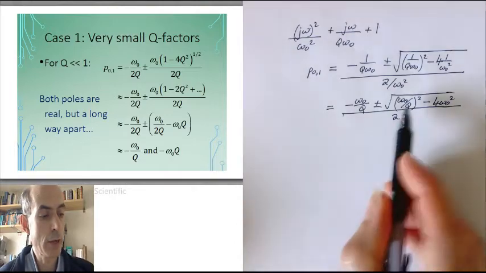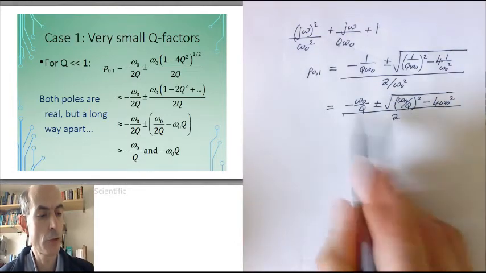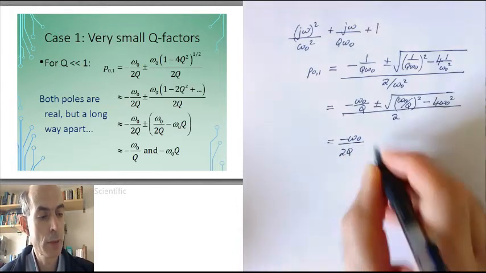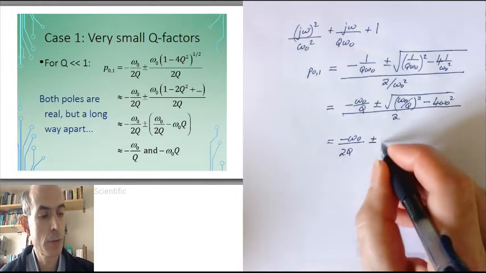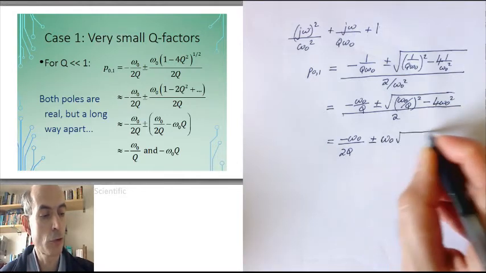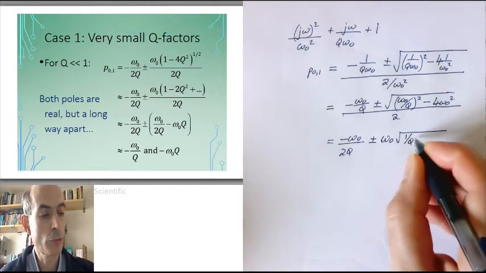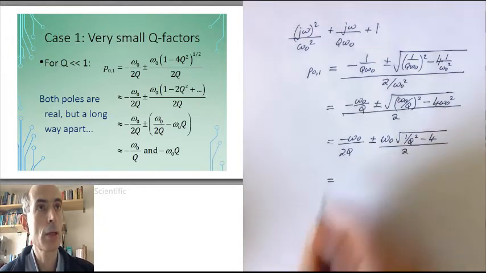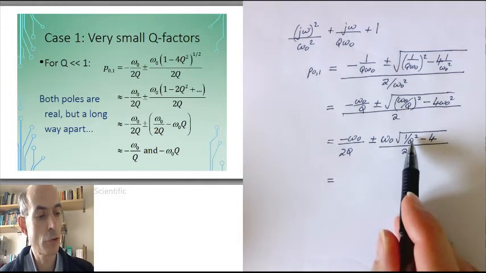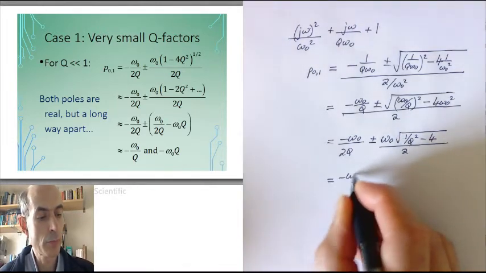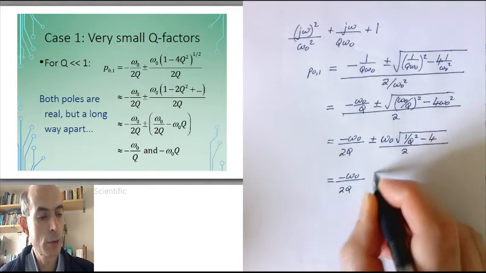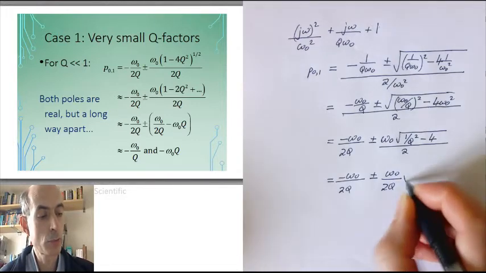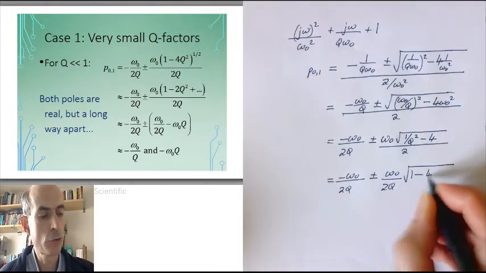I can extract the factor of omega naught squared out of this square root and write this as minus omega naught over 2Q plus or minus omega naught times the square root of 1 over Q squared minus 4, over 2, and extract the Q from this square root to end up with minus omega naught over 2Q plus or minus omega naught over 2Q times the square root of 1 minus 4Q squared.